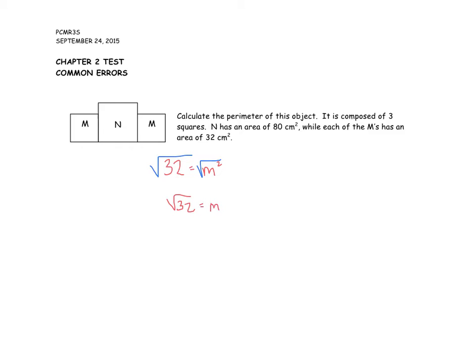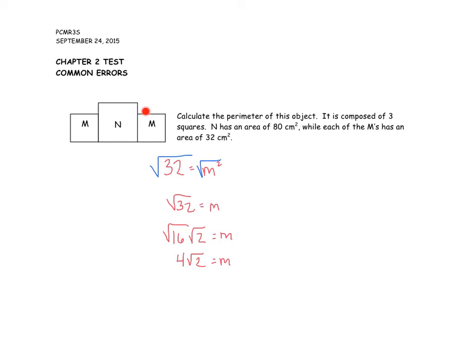So this would be in centimeters. We'll deal with the units at the end. Okay, so this is m. This actually can be simplified, square root of 32. We can simplify that because 32 has a factor that's a perfect square, and the largest of that is 16. So I can write this as square root of 16 times 2 equals m. And the square root of 16 is 4. So this is the side length of m.